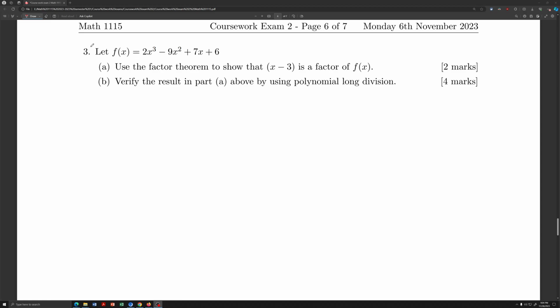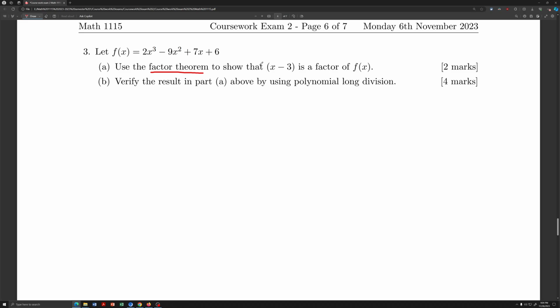So we're given here a function f of x. Part A says use the factor theorem to show that x minus 3 is a factor of f of x. Now, if it is true, and it is true because they are asking us to use the factor theorem to show that we already have one of the factors of this f of x, and it is x minus 3, right? So they are telling us that it is a factor of this, and there are others that we may have to find.